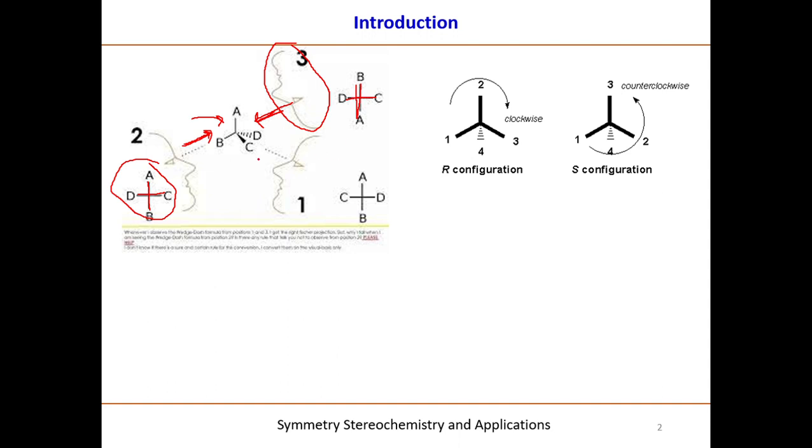Now the third option is also there, the third way of writing the molecule. You have to look from this side. As you can see here, A and B are on the vertical line, so we write A and B on the vertical line as written here. Now we have to write C and D on the horizontal line. C is above the plane and D is below the plane, right? So C is on the left side and D is on the right side.